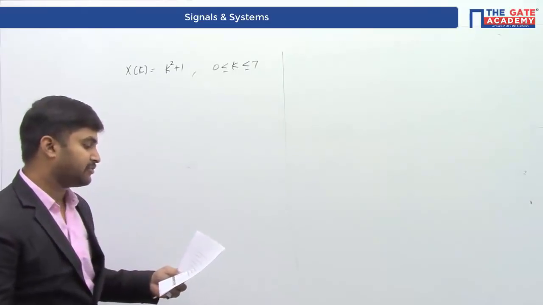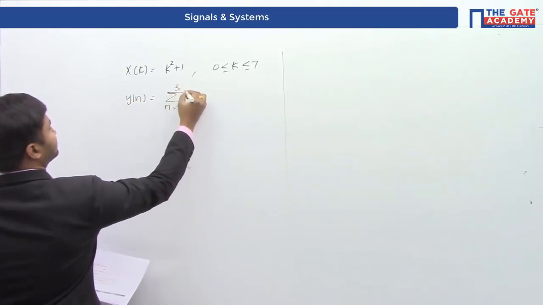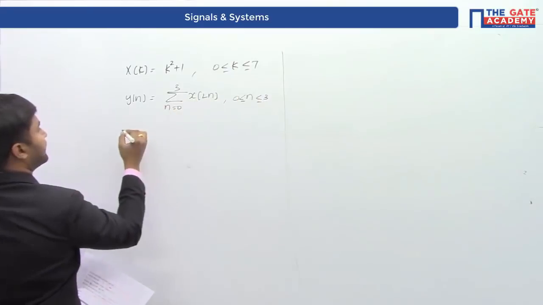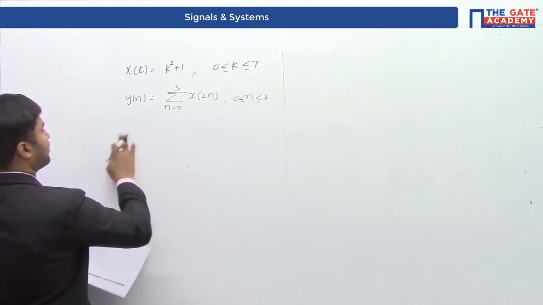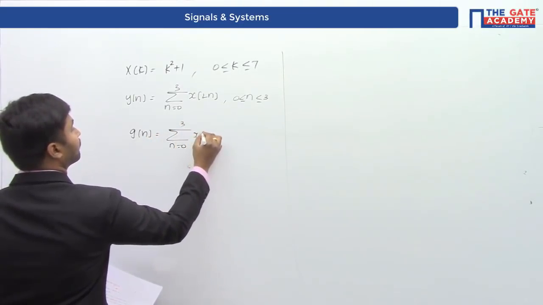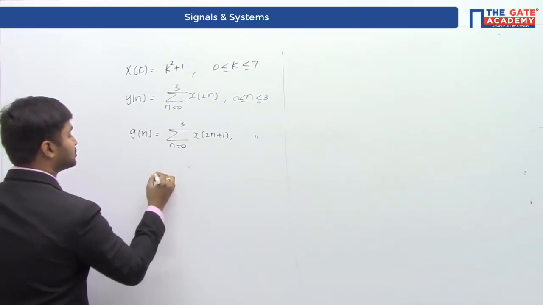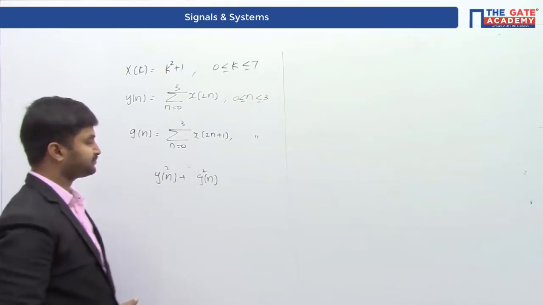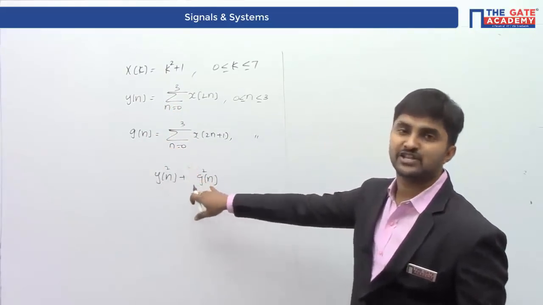And y of n is the summation of all the even samples, where n changes from 0 to 3, whereas g of n is the summation of odd samples, again with the same range. The question is that you have to find the square of the addition of y of n and g of n. So y of n and g of n are given, and we have to find the value of y of n square plus g of n square.